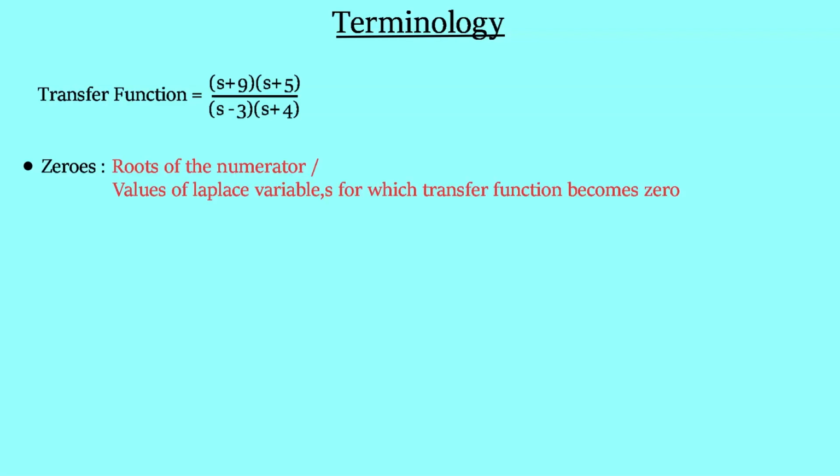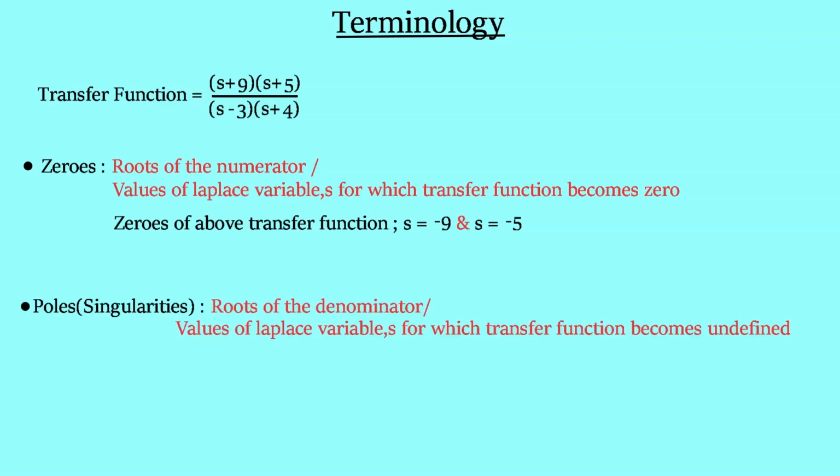In this lecture, we are going to see a lot of small topics which are quite basic things in our subject, control systems. Now quickly take any example of transfer function. The roots of the numerator, or the values of Laplace variable s for which the transfer function becomes 0, are called zeros of the transfer function or the system. As such, the zeros of the above transfer function are -9 and -5.